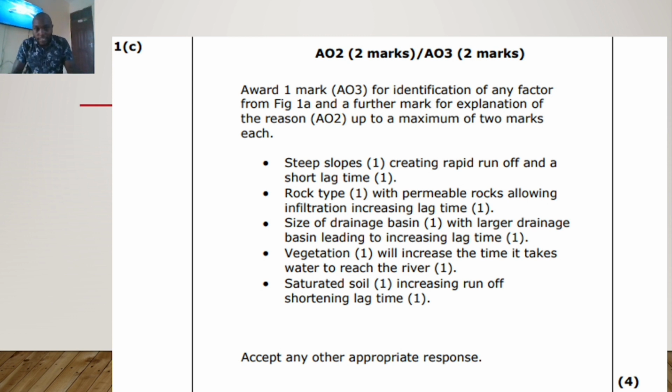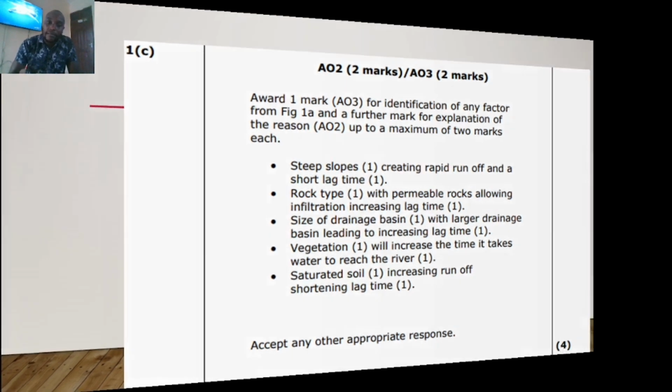Saturated soil: when the soil is already so wet that it can't take any more water, it will increase runoff because it does not allow water to stay within it, and that will shorten the lag time. So we can accept any other appropriate response, as long as you make the right response.